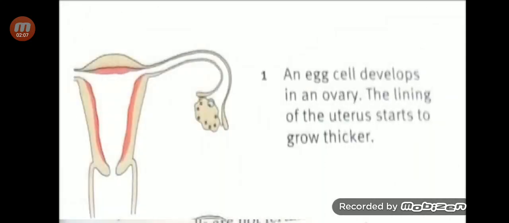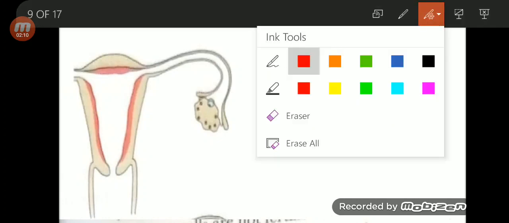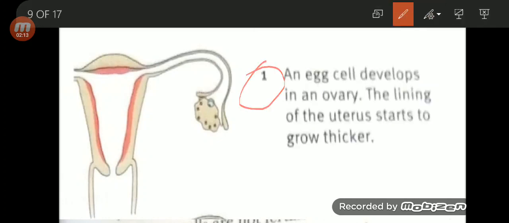Now look at this diagram. You can see that in step number 1, the egg cell develops in an ovary. So that is the development of the egg cell, and the lining of the uterus starts to become thick. This is our uterus. Okay, and this red part is showing you the lining of the uterus. So you can see that the lining of the uterus starts to grow thicker. So this is our step number 1, in which the lining of the uterus starts to grow thicker.